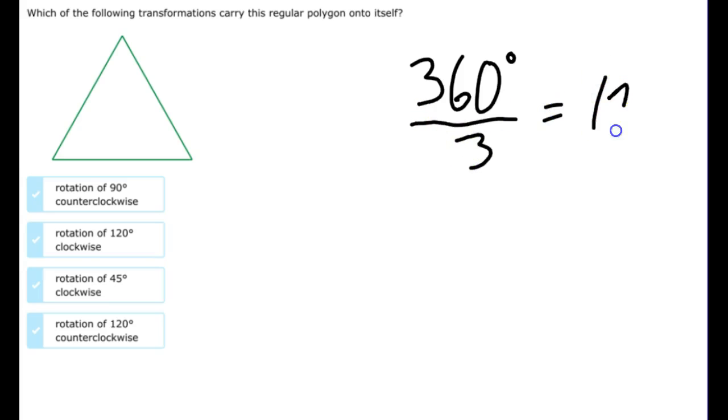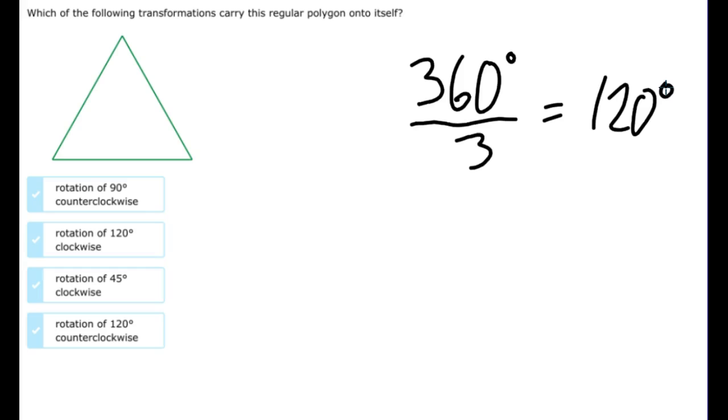First, we need to think about a complete rotation is 360 degrees. Okay? We're looking at this regular polygon, equilateral triangle. There's 3 sides, so if we divide that by the number of sides, which is 3, we're going to be left with 120 degrees. Okay? So when we have a regular polygon, you can usually do this trick.